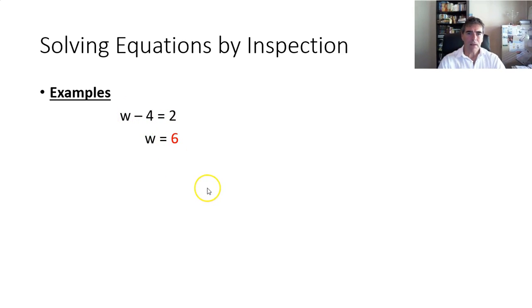All right? So our next one, Z minus 7 equals 1. So what's that Z equal? So something minus 7 equals 1. That something, that letter Z must represent 8.